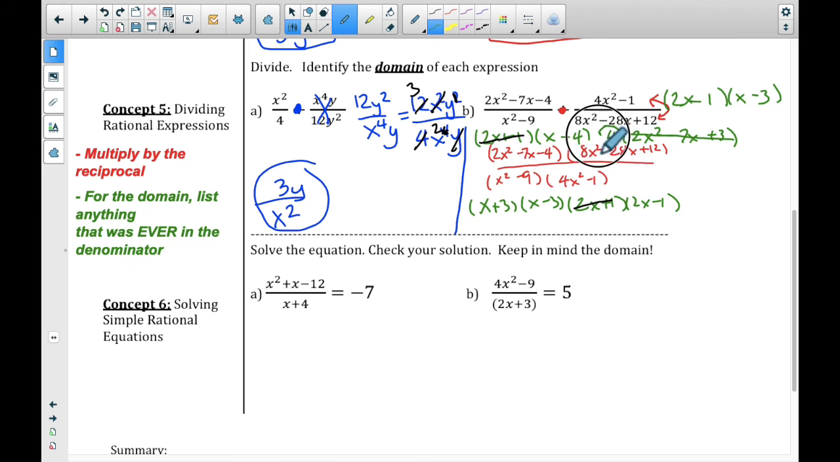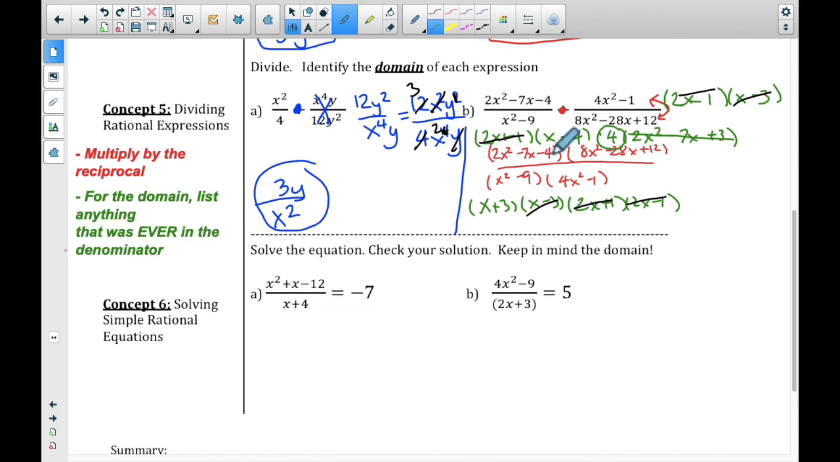I still have my 4. Don't want to lose track of my 4. I have this one left over as well. I've gotten really messy here, but these are my numerator. These are my denominator. So things I can cancel: my x minus 3, x minus 3; 2x minus 1, 2x minus 1. Excellent. A lot of stuff is canceled out.